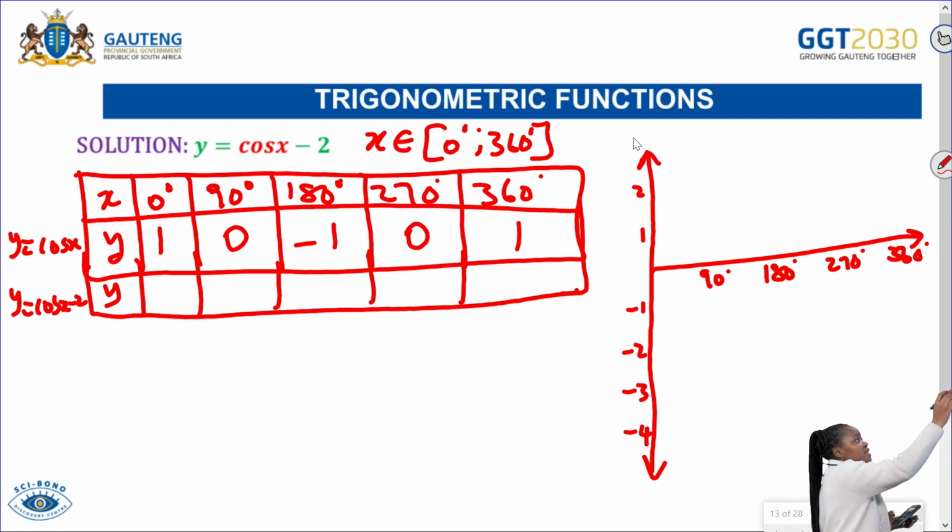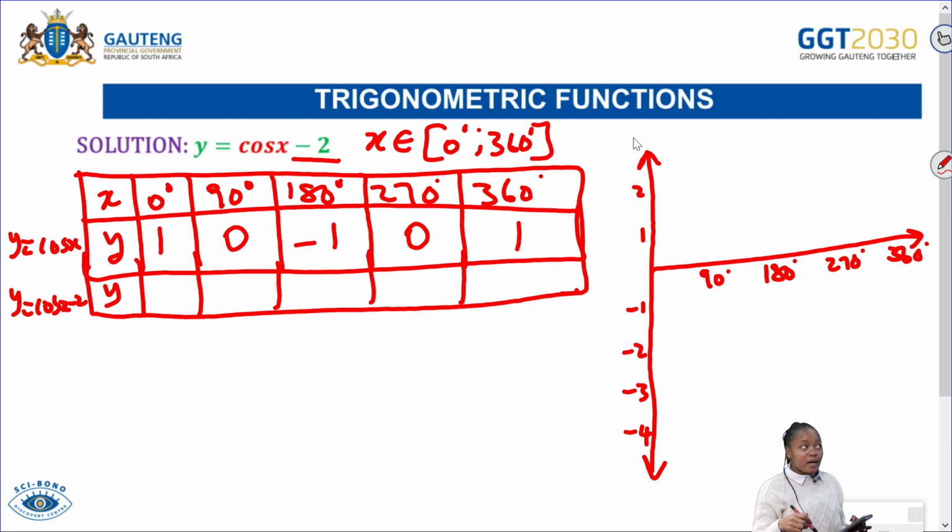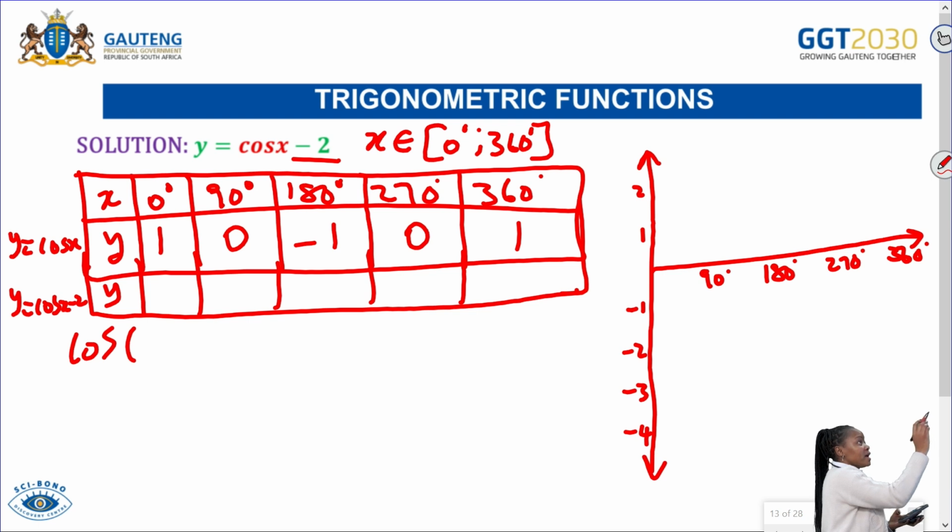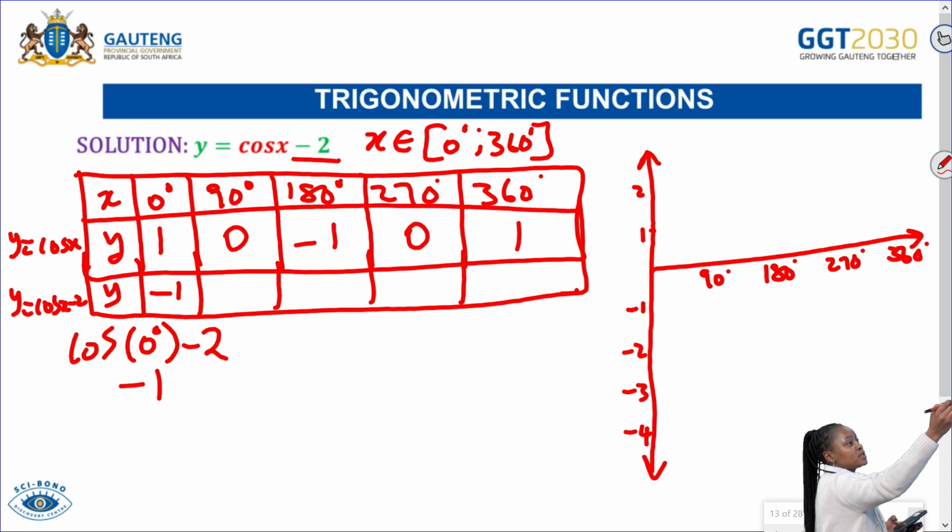So now it is shifted 2 units downwards, right? So you have the new x-axis as y equals negative 2. It means you will now have cos x. Where there is x, you substitute 0 degrees, then you say minus 2, ne? And you'll get minus 1. So instead of turning at positive 1, it is now shifted 2 units downwards. It's going to turn at negative 1. Okay?